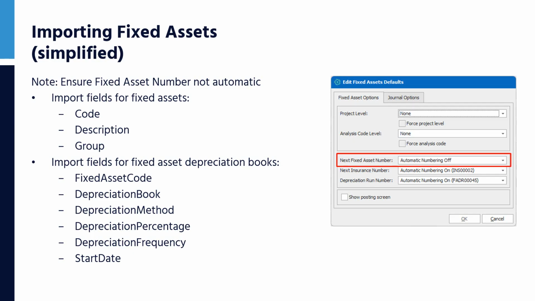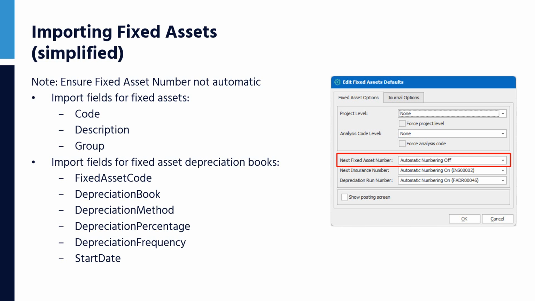So for importing fixed assets, what you need to do again is just make sure that the next fixed asset number is set to automatic numbering off, because otherwise the import will say no. And there's multiple fields that you can use in the import for fixed assets, but the 3 that are necessary are your code, description and group.